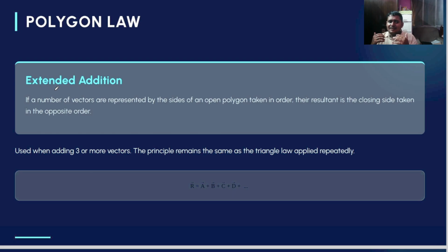In exactly the same way over here, the vectors are represented as sides of an open polygon taken in order. The resultant is the closing side taken in the opposite order. When adding three or more vectors, the principle remains the same as the triangle law applied repeatedly. Here the triangle law is applied repeatedly. Now R vector equals A vector plus B vector plus C vector plus D vector, meaning the resultant is the sum of all the vectors.